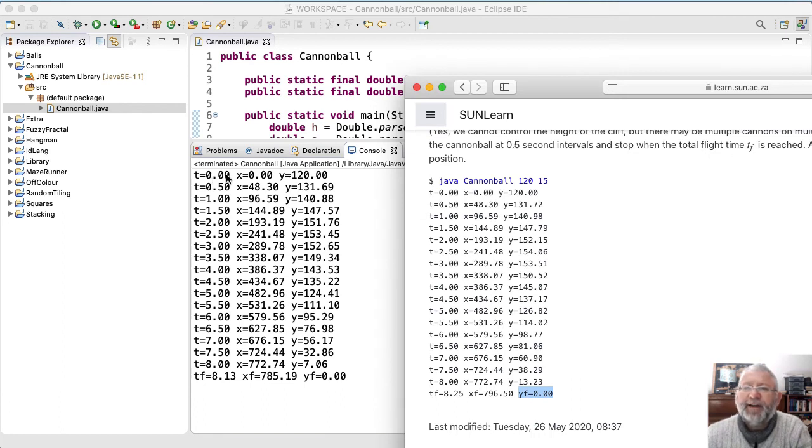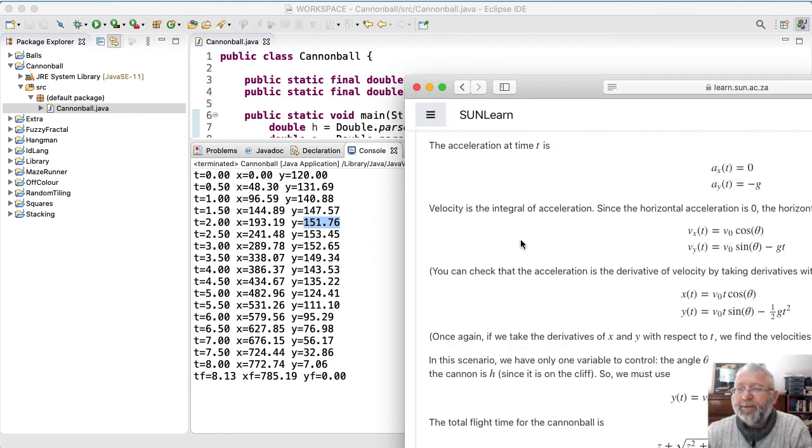Okay, let's see. We fire the cannonball at time t0. We go up to time whatchamacallit, and the numbers are very close. They're exactly the same, except for TF. I mean the X's, but the Y's are very different. 120, 131, 140, 147, 152 instead of 151. I have a 152 on this side. 154 is wrong. Okay, that's the peak. It went as high as it could, 150 meters, and now the cannonball is coming down again.